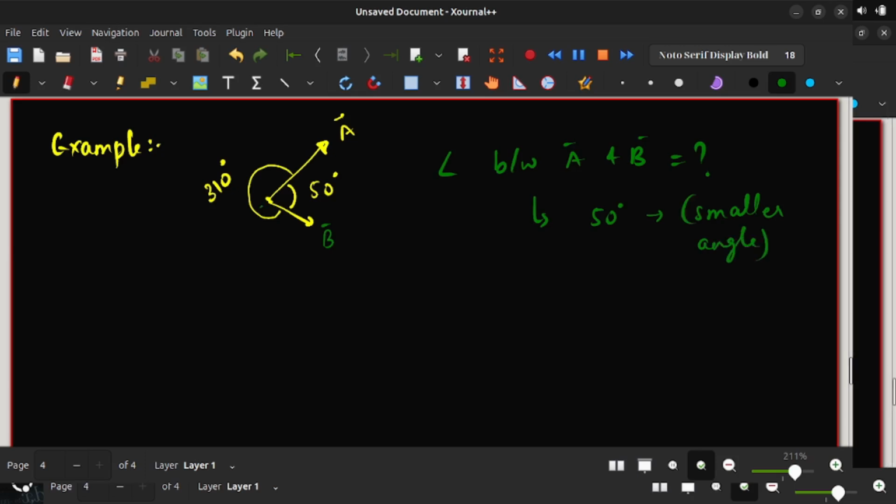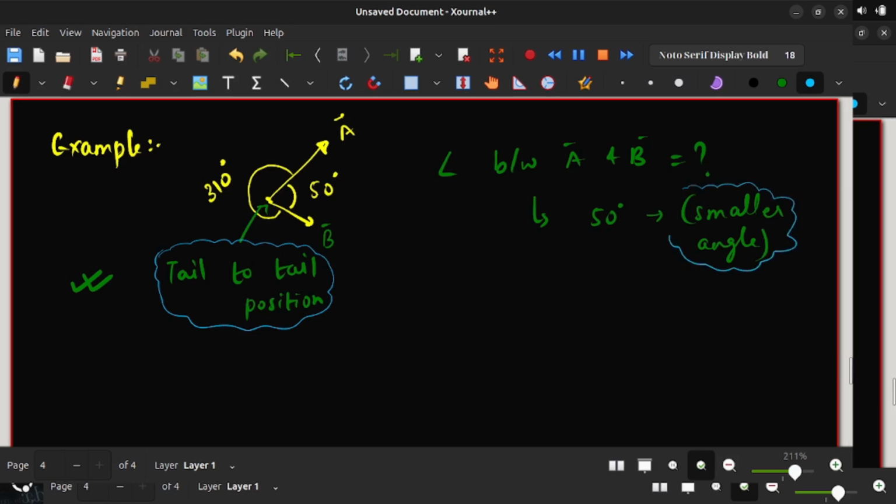Do you see? They are put in the tail to tail position. This is very important. They should be put in the tail to tail position and you should always pick the smaller angle. That is the angle between the two vectors. So these two things are important.